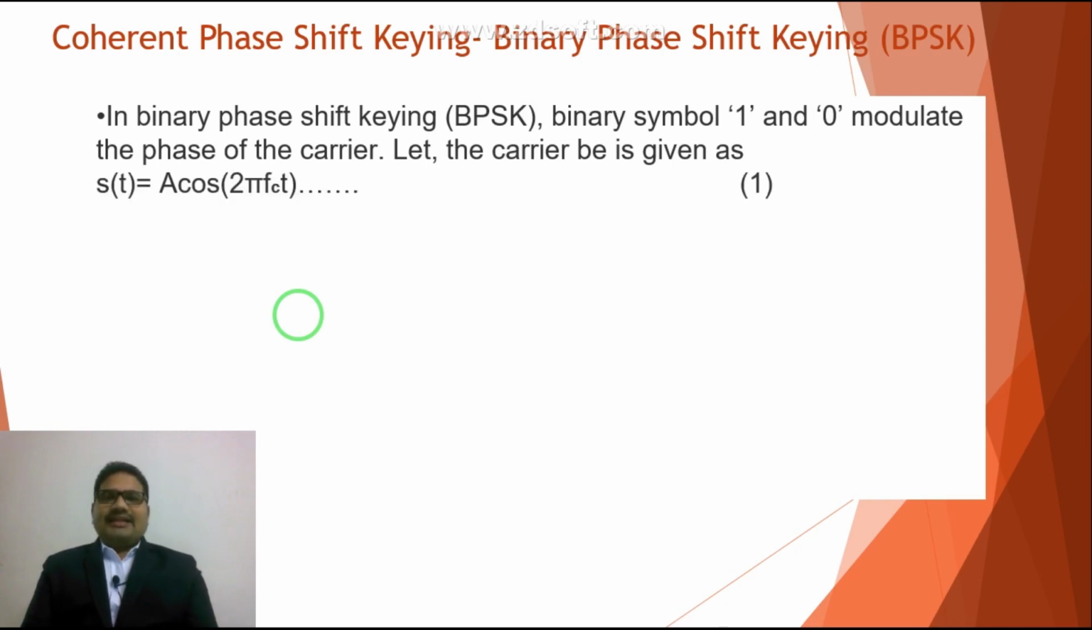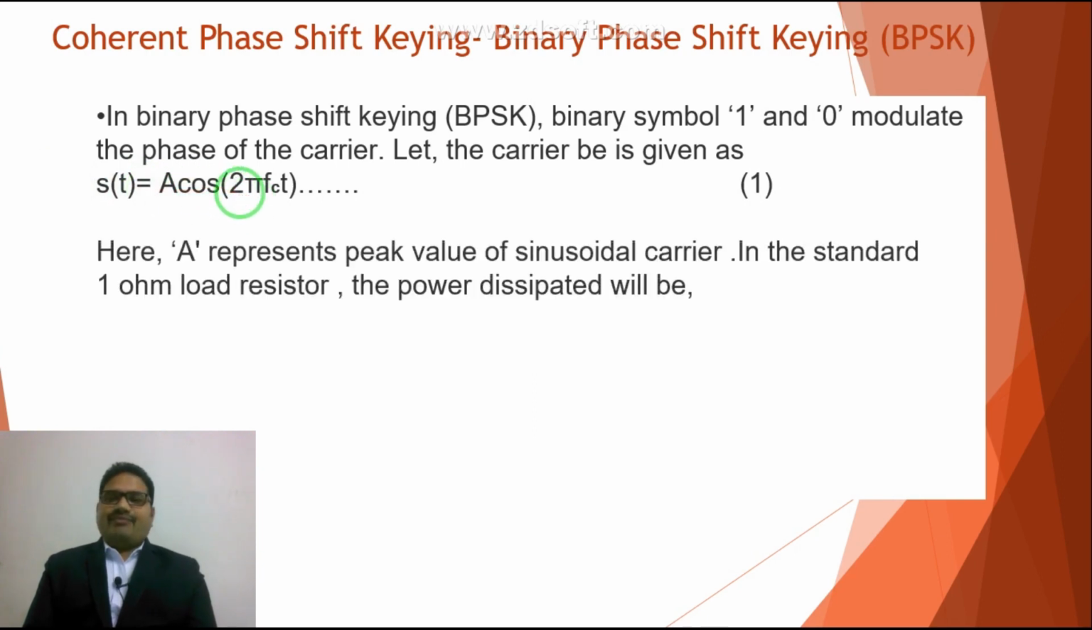So let the carrier be given by s of t equals A cos 2 pi fc t. Here A represents the peak value of the sinusoidal carrier, and suppose we consider a 1 ohm load resistor. Then the power dissipated is given by half of A squared, where A is the amplitude. So we can write A equals square root of 2P. Make it equation number 2.